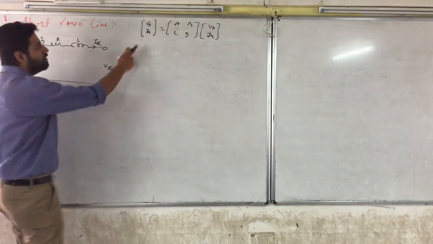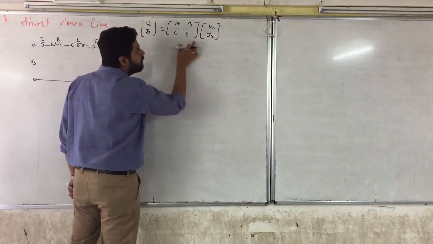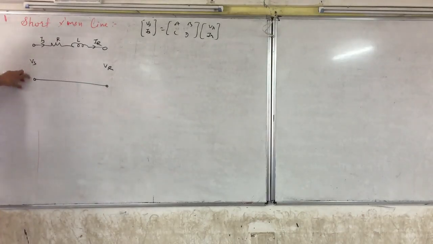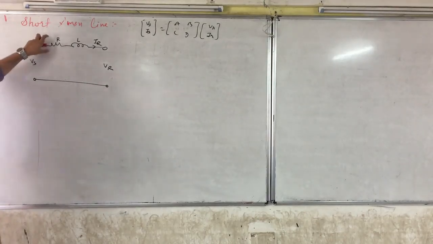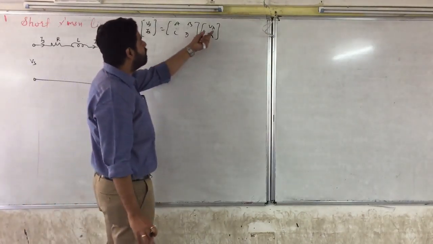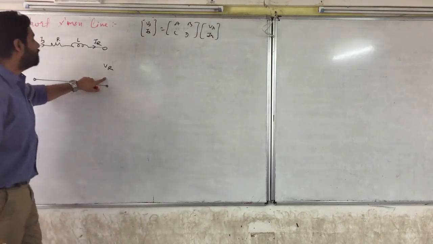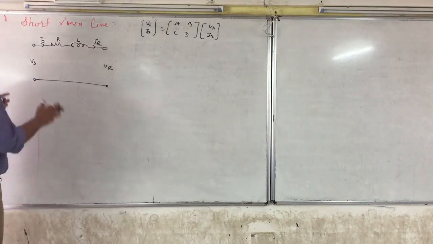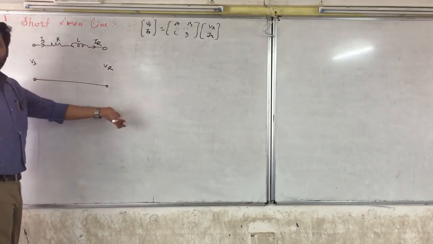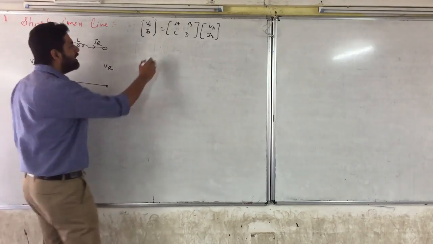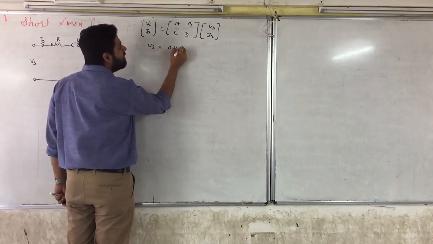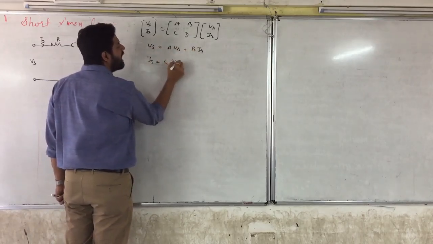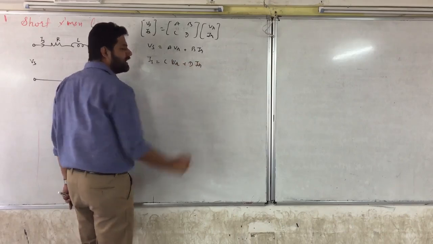Because we have V1, I1 as a function of V2, I2. Did you understand? So V1, I1 is the sending end voltage and sending end current, and we have to find it in terms of VR, IR, that is receiving end voltage and receiving end current. We are sending from here and receiving here: sending end, receiving end. So what is my equation? VS is equal to A VR plus B IR, and IS is equal to C VR plus D IR. Is it clear? Yes sir.